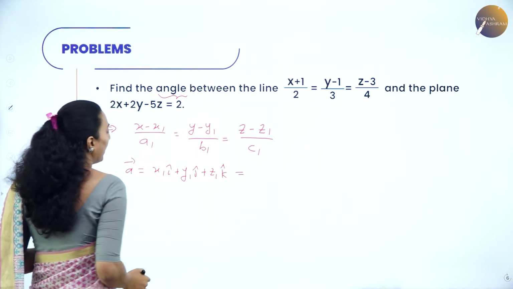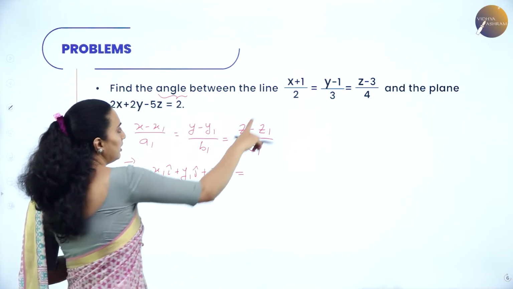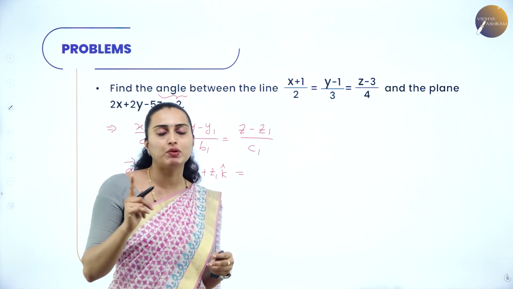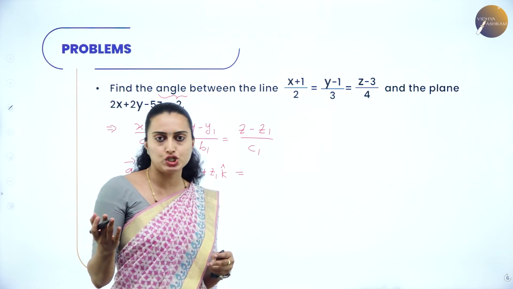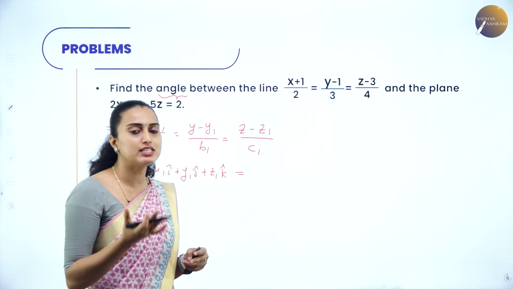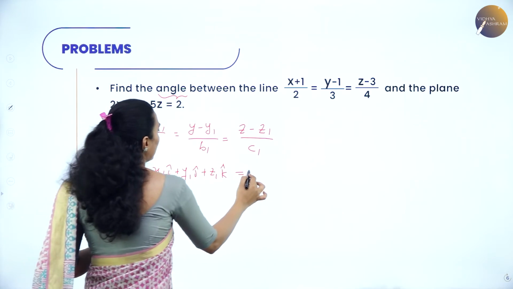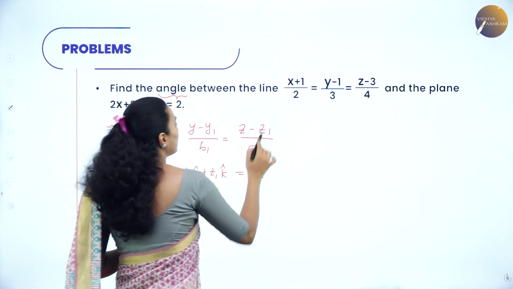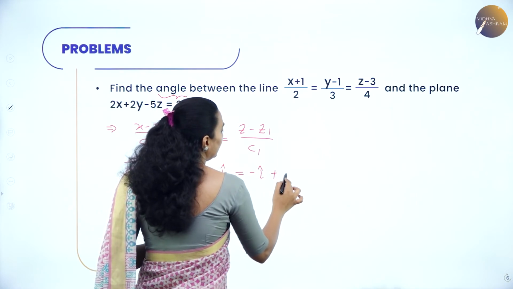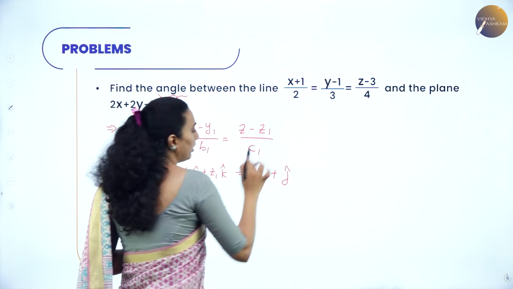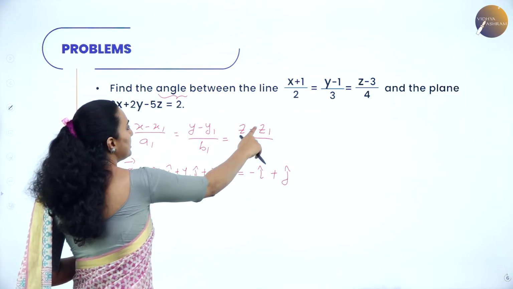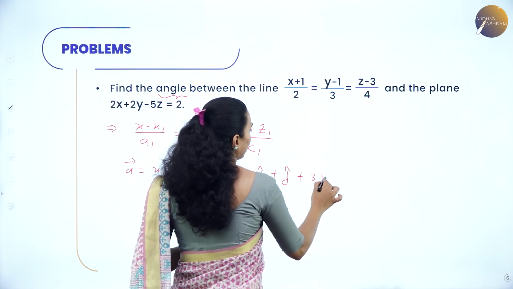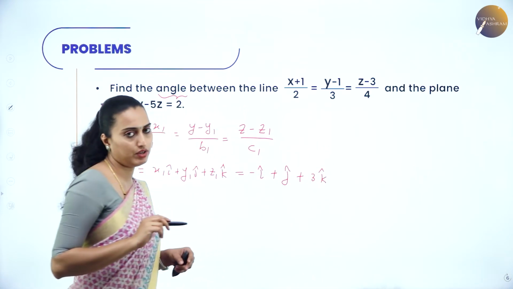So which can be written as, x1 is nothing but, see here, 1. So minus x1 is equal to plus 1 means x1 will be equal to negative 1. Minus 1 into i is minus i. So minus i, and then here y minus 1, that is y1 is equal to 1. So plus 1 into j, which is j only. Again you are having z1, which is nothing but 3. So plus 3 into k. So this is what the a vector is.